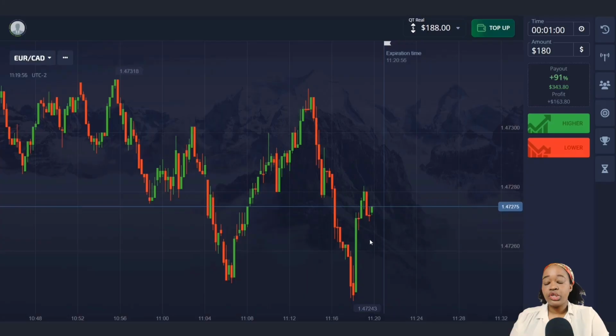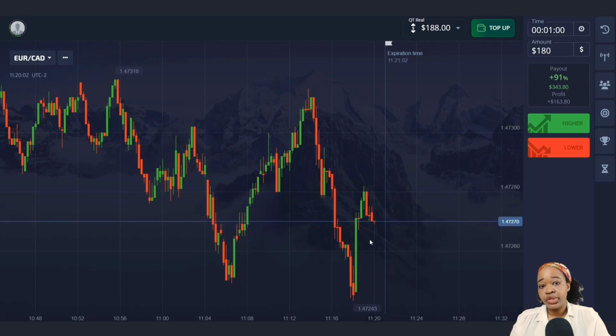So let me get started. Today I'll be trading using two devices. On my computer I'll open the trades and then use my smartphone to request the bot signals.